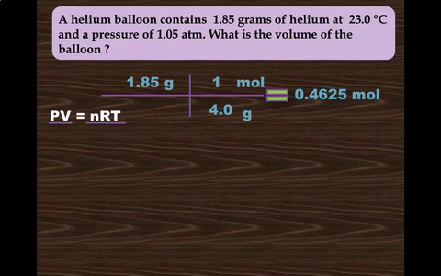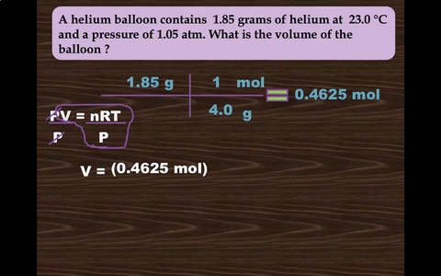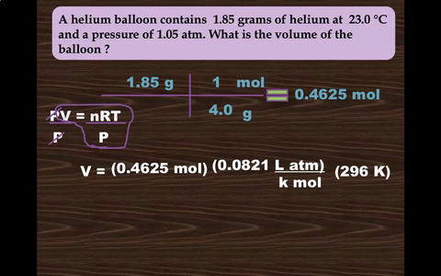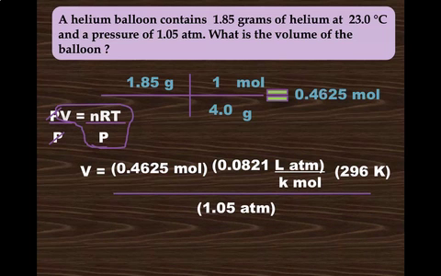So I'm trying to find volume, so I'm going to divide by P on both sides to get volume by itself, and there's my formula. So I'm going to use the number of moles I just got. I'm using atmospheres, so I need to use the R that works with atmospheres for pressure. I have 296 for my temperature once I've added my 273, and I divide by the pressure, which is 1.05. So now my units are going to cancel. Okay, so I'm going to end up with liters. I multiply out and divide, and I get 10.7 liters.